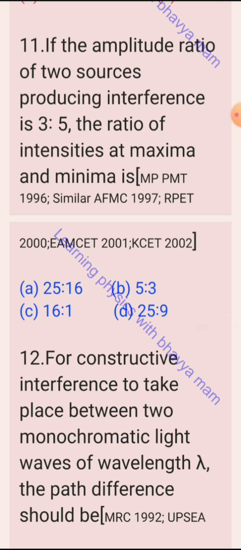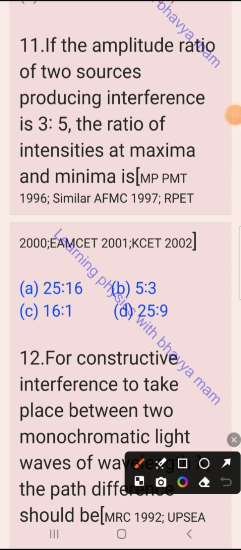Next, if the amplitude ratio of two sources producing interference is 3:5, what is the ratio of intensity at maxima and minima? Now it is in terms of amplitude. This is also very important, asked in KCET and MCET. Intensity is directly proportional to the square of the amplitude, or amplitude can be written as square root of intensity.